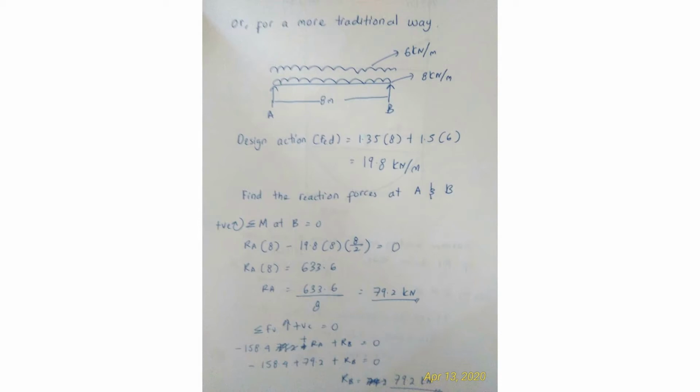Besides, there is another option. You can also use a traditional structural analysis way, that is, applying the 3 equilibrium equations. This approach is recommended, as it is flexible to be used for any applied loading conditions. Using this approach, firstly, you need to find the reaction forces at support A and support B. In this case, the reaction forces at A and at B are equal, that is 79.2 kN respectively.